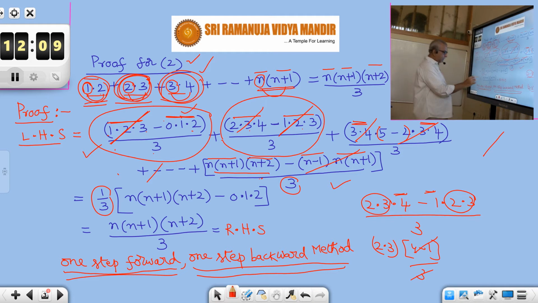So therefore after taking 1 by 3 common, the last bracket I get n into n plus 1 into n plus 2 minus first bracket I will get minus 0 into 1 into 2. But 0 into 1 into 2 is 0 only. Therefore, the answer is n into n plus 1 into n plus 2 by 3. That is the right hand side.